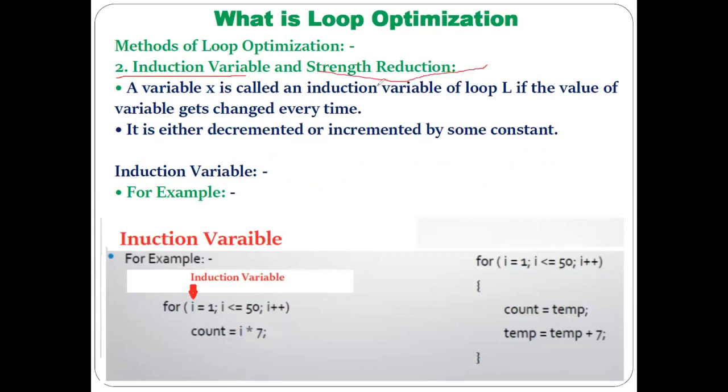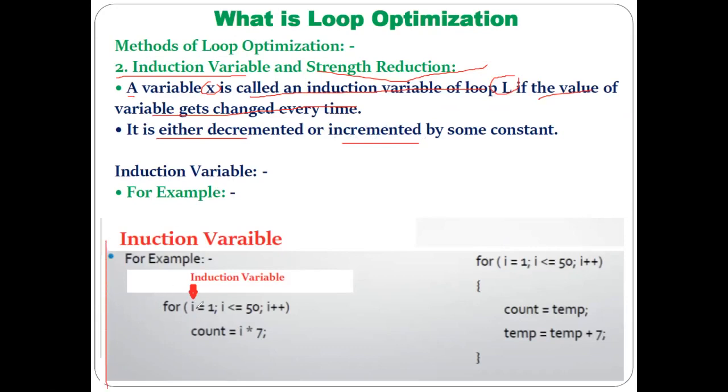First you need to understand what is an induction variable, and then we will understand what is strength reduction. Here I read the definition and then I will tell you in the example. A variable X is called an induction variable of loop L if the value of the variable gets changed every time. The value may be changed in a decremented way or in an incremented way. Understood? So let's see the example.